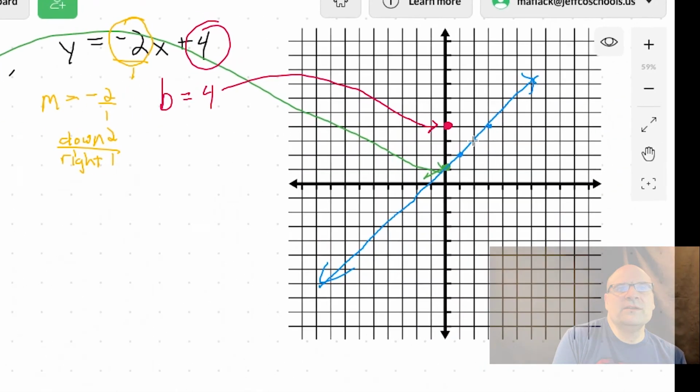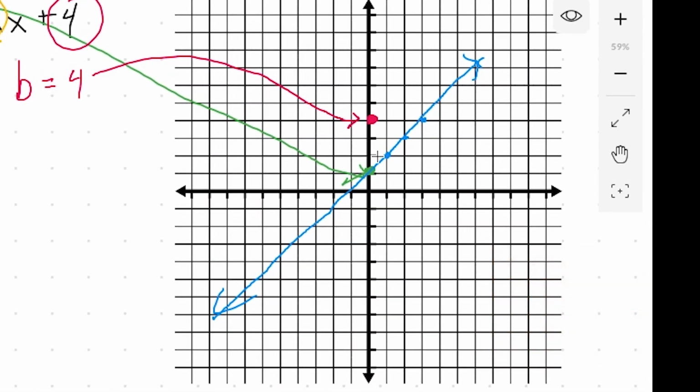So 4, you start at 4 and you go down 2 over 1, down 2 over 1. At this point, you can connect the dots if you want to, but I think you already noticed that this guy is where they intersect, and that is 1, 2.